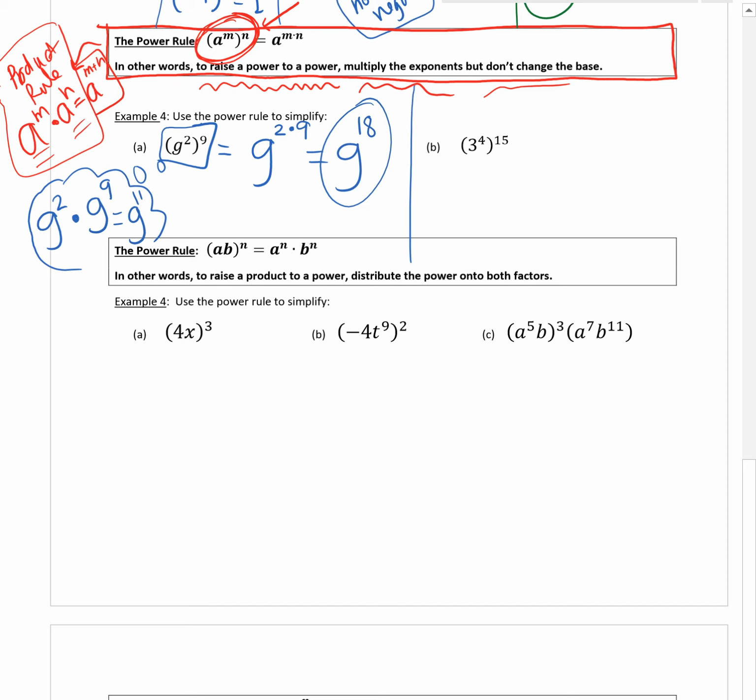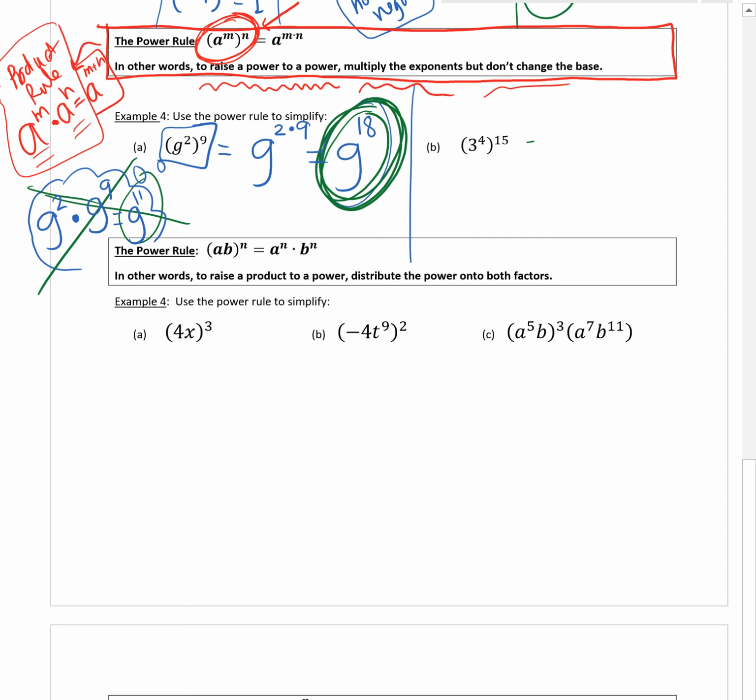It really means it'll be different. You're not going to get the same answer. Notice one of them was an 18th power, one was an 11th power. So anyway, don't think of it as the same rule. It's a different rule. All right, so our answer there was g to the 18th.